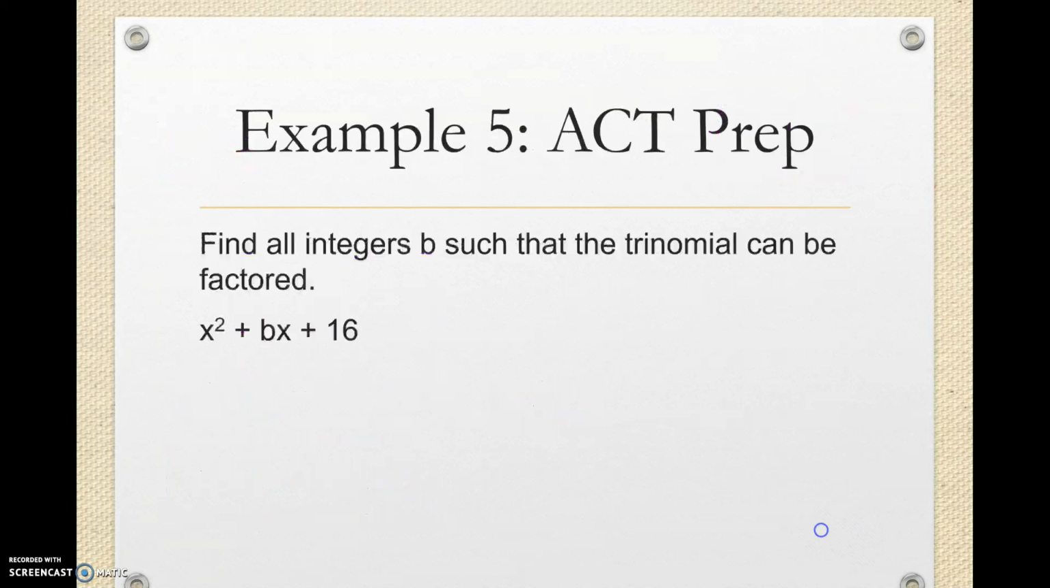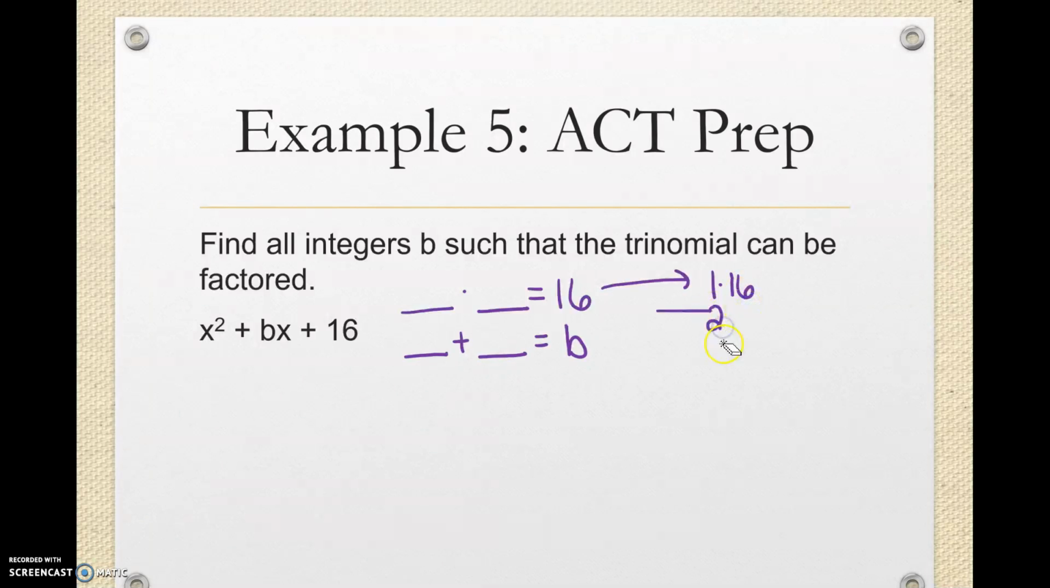And for a final example, this is straight from an ACT test. And they basically want you to think about how factoring works. If we were going to factor this, we would be looking for two numbers that multiply to get us 16. Those same numbers would add up to whatever b was. And they're asking us, what numbers could b be? So think about ways to get 16. We can do 1 times 16.